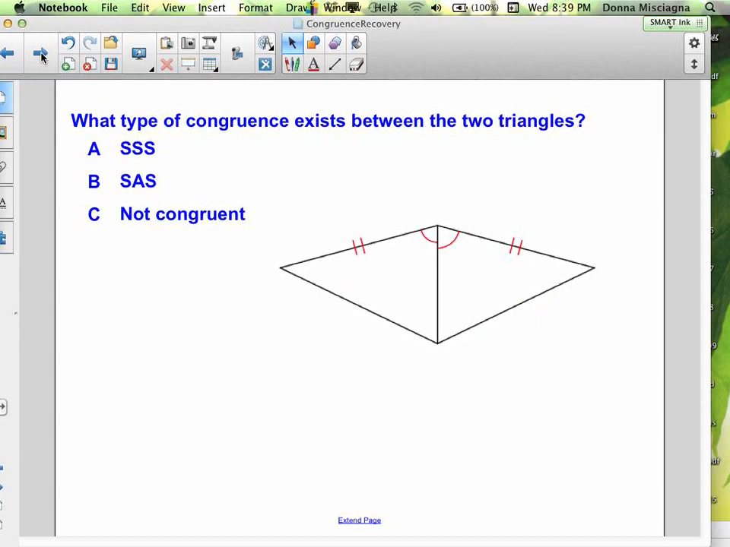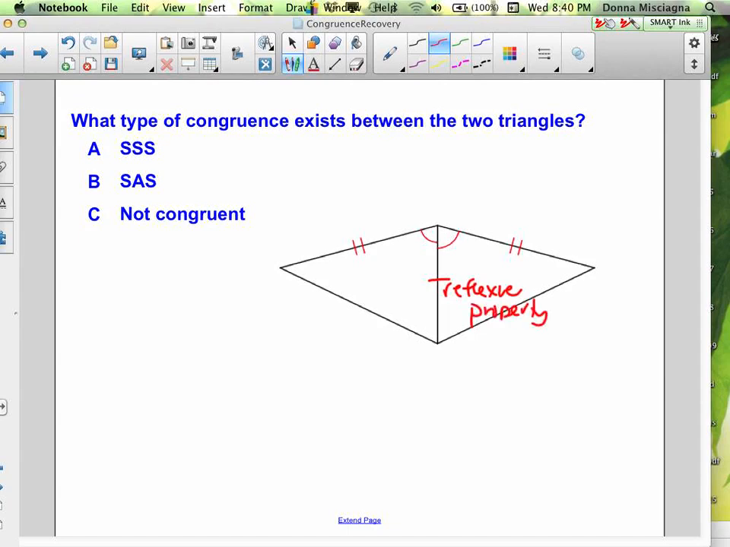So what type of congruence exists between the two triangles? No vertical angles here. We don't have any intersecting lines creating four angles. But if you remember the last problem, we got a shared side. This is congruent to itself. This is the reflexive property. And look at that, side, angle, side again. If you said not congruent, you forgot about the shared side. That's going to be congruent to itself.